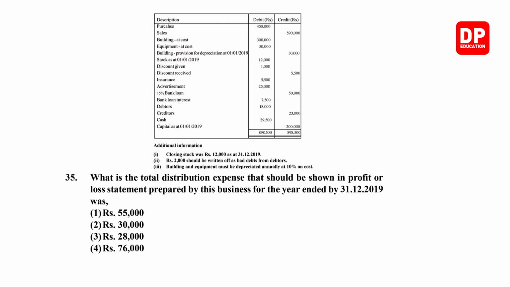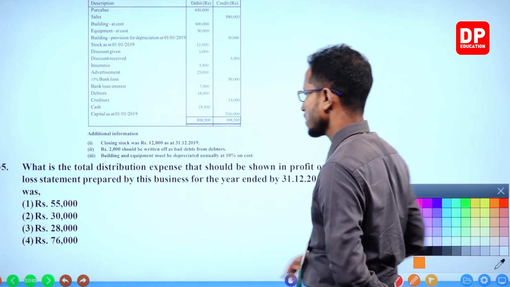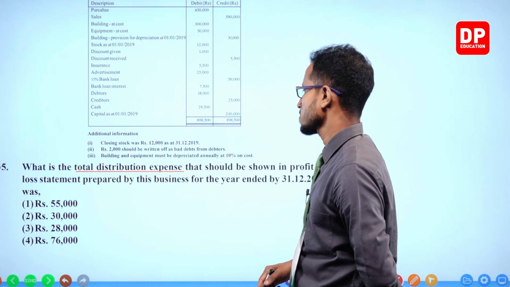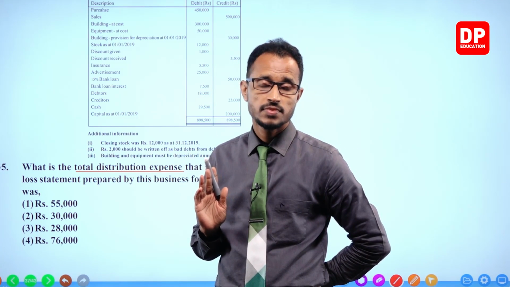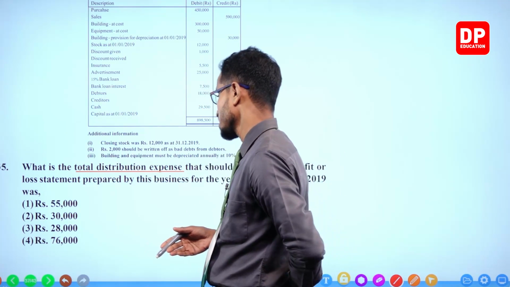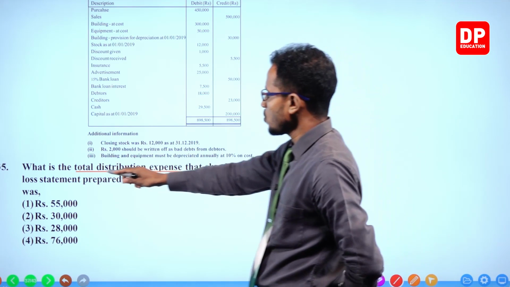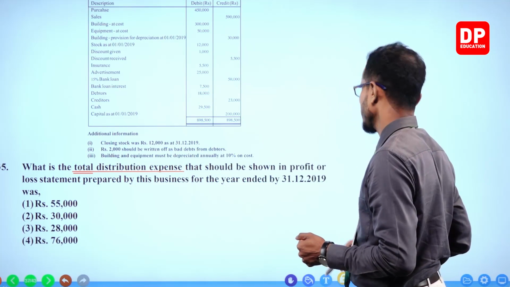Moving on. 35. What is the total distribution expenses? That should be shown in the profit or loss statement prepared by this business for the year ended. What is the total of distribution? Now they're asking for the total of distribution expenses. It's just one category of the expenses, and they're asking the total, right? Let's calculate it, shall we?